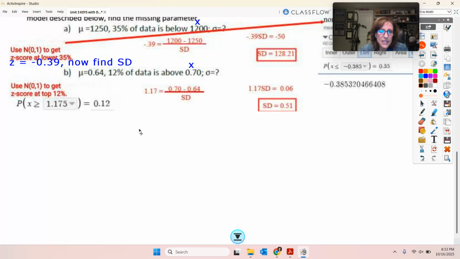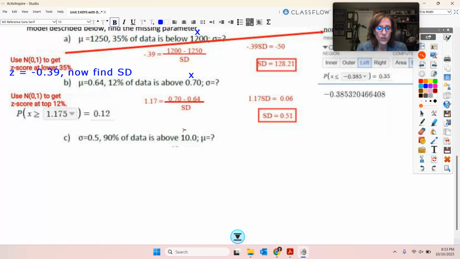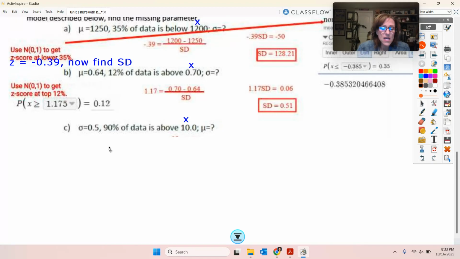It wants something different. It gives me the standard deviation, and it says 90% of the data is above 10. Well, once again, 10 is the X, okay? And it's asking for the mean this time. All right. So, percent is not the Z. It's not the Z. Use the percent to get the Z.